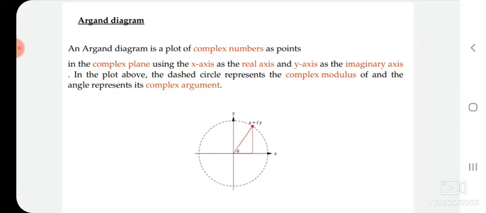If we take a point z having coordinates x and iy, that point makes an angle theta with respect to the x-axis. That angle is nothing but the argument, the complex argument, and if we plot the circle with respect to that point, then that circle represents the complex modulus.